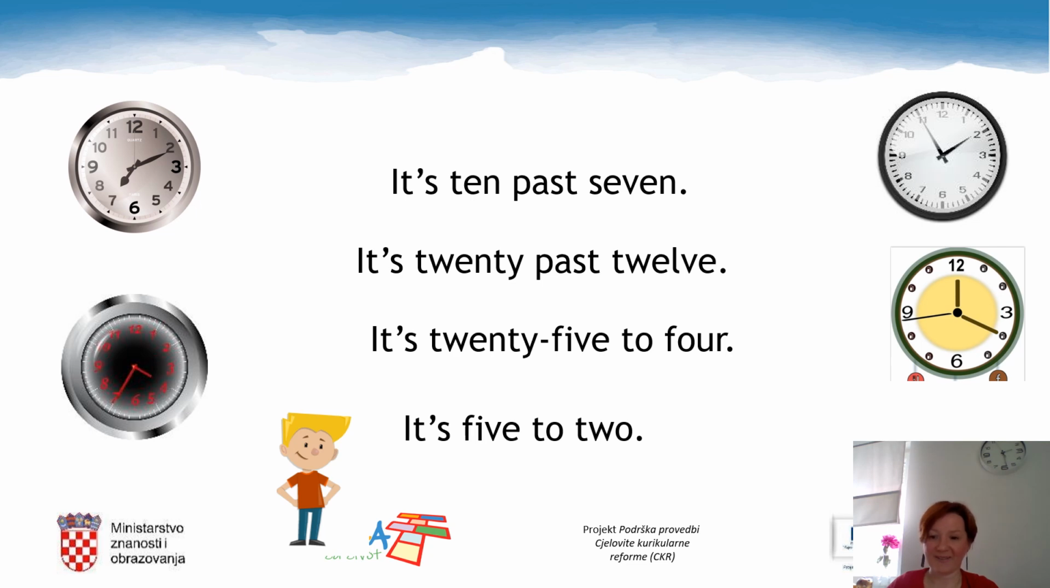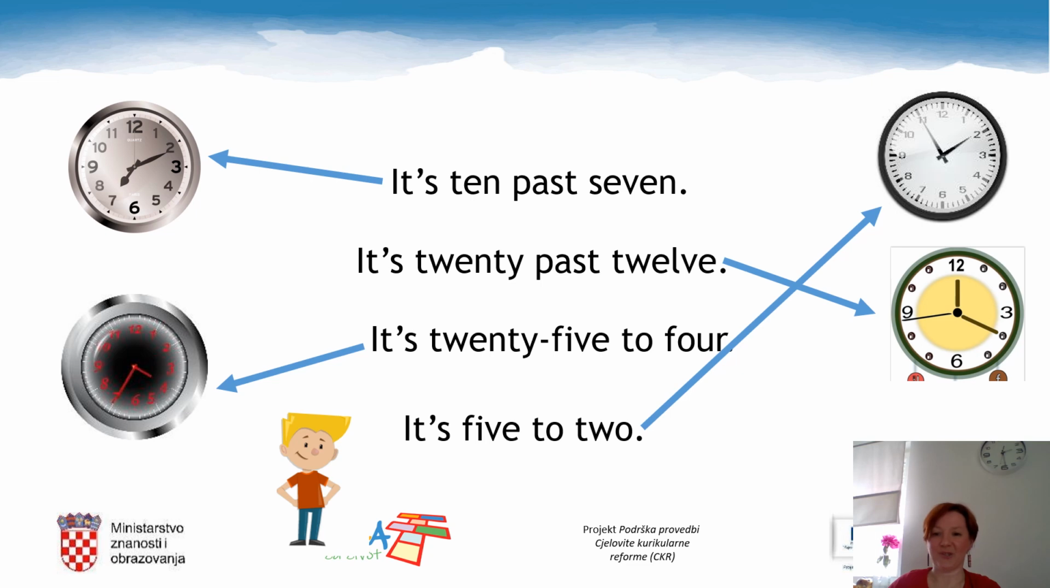Practice makes perfect. So let's practice a bit. Let's help Seth match the times with the clocks. The first one is, it's 10 past 7. Which clock is it? What do you think? Yes, it's this one. Now, it's 20 past 12. Can you spot it? Yes, good. It's 25 to 4. This one, and of course, easy. The last one, it's 5 to 2.